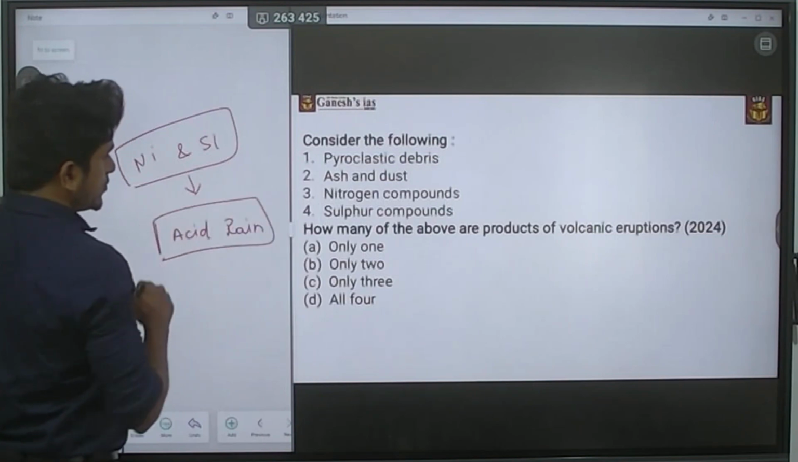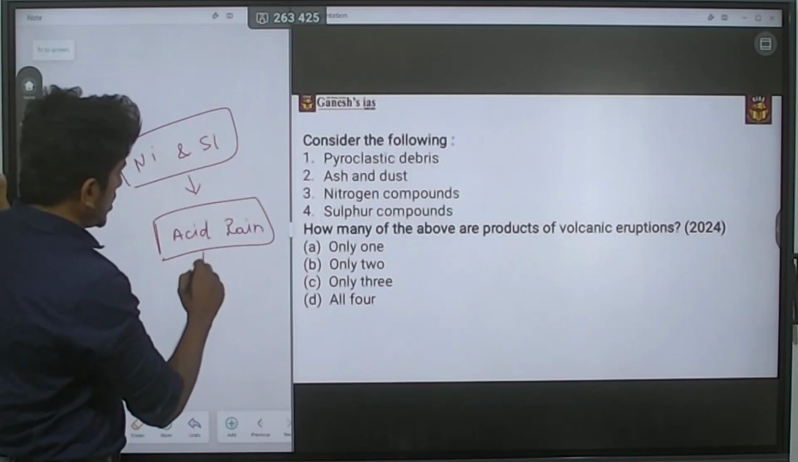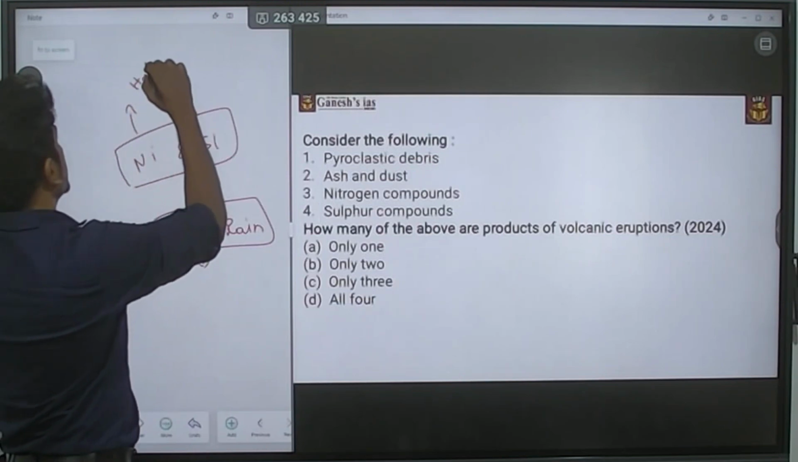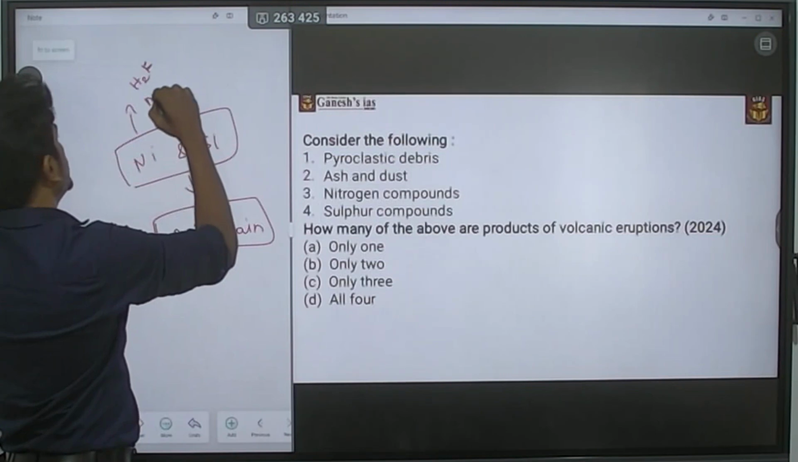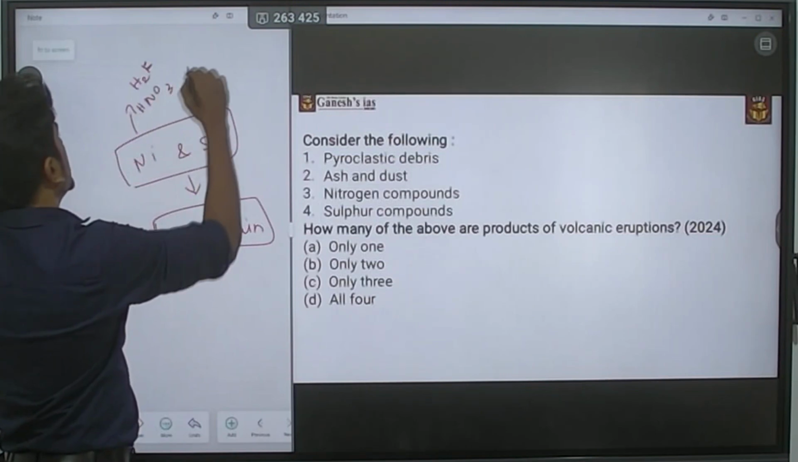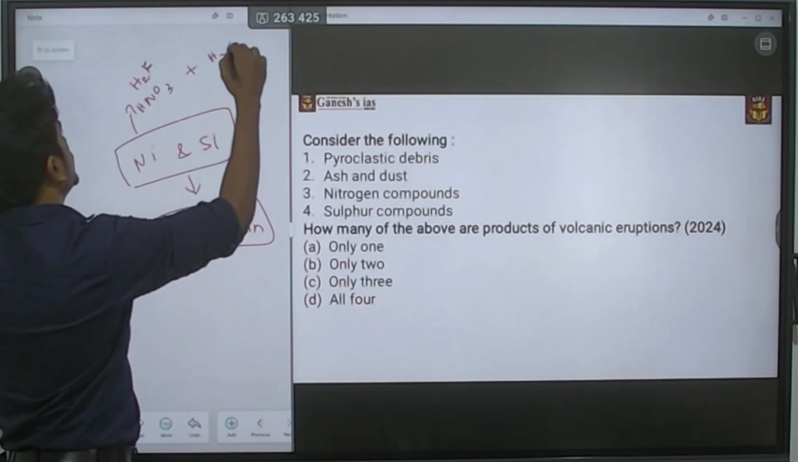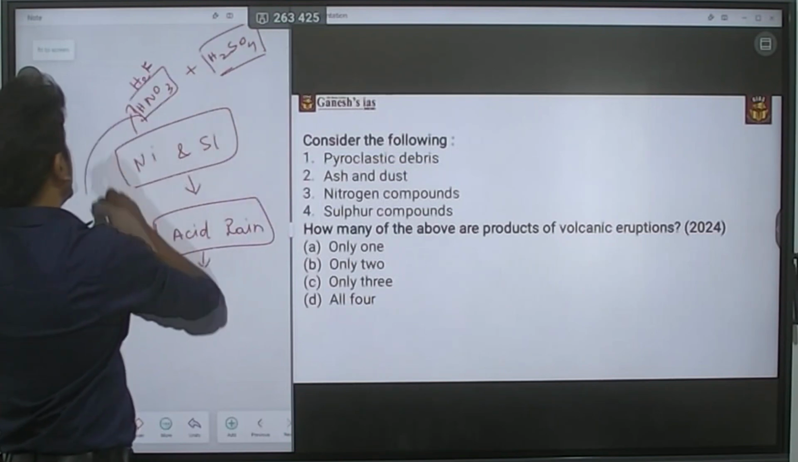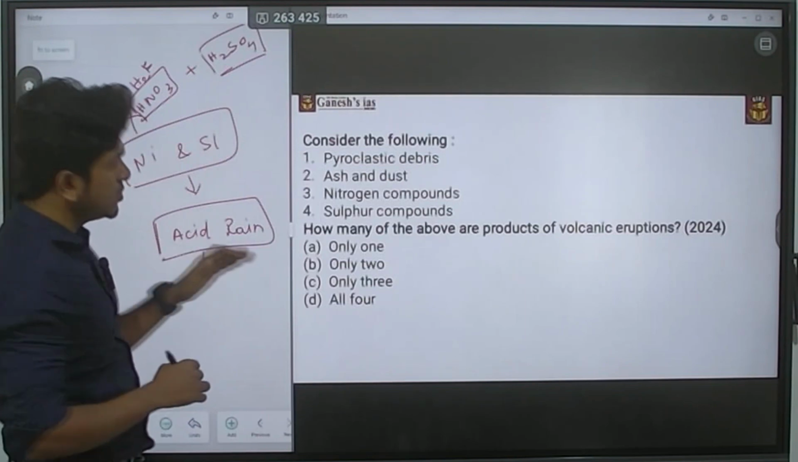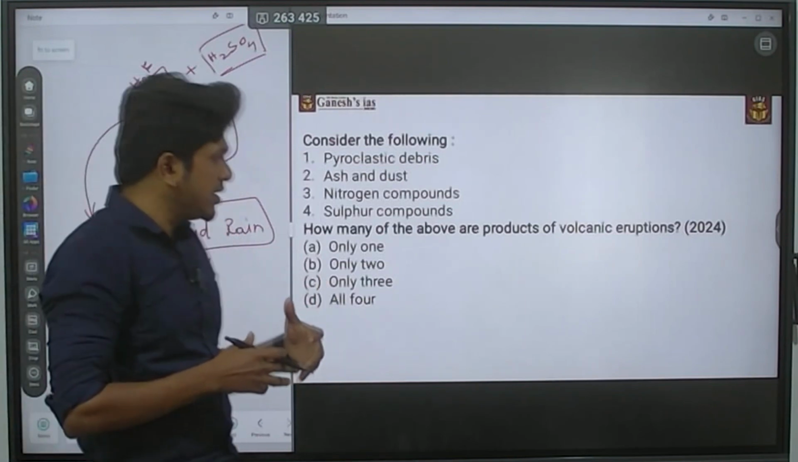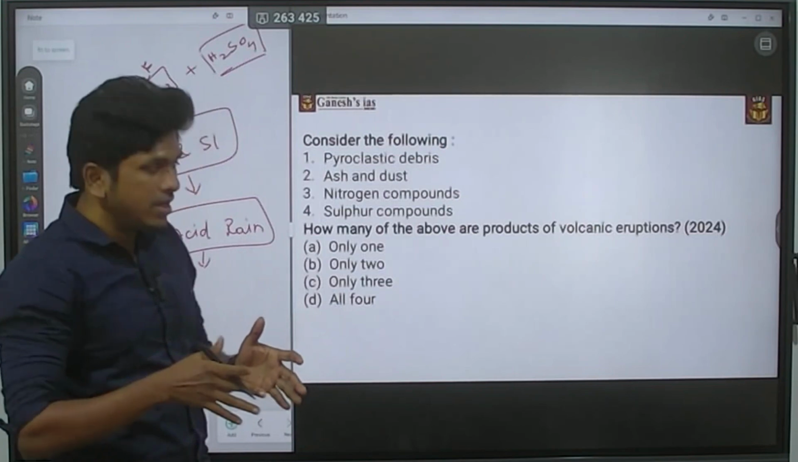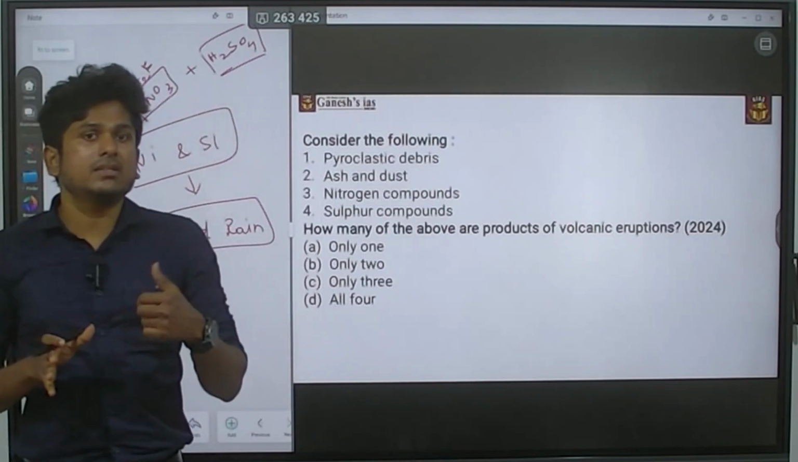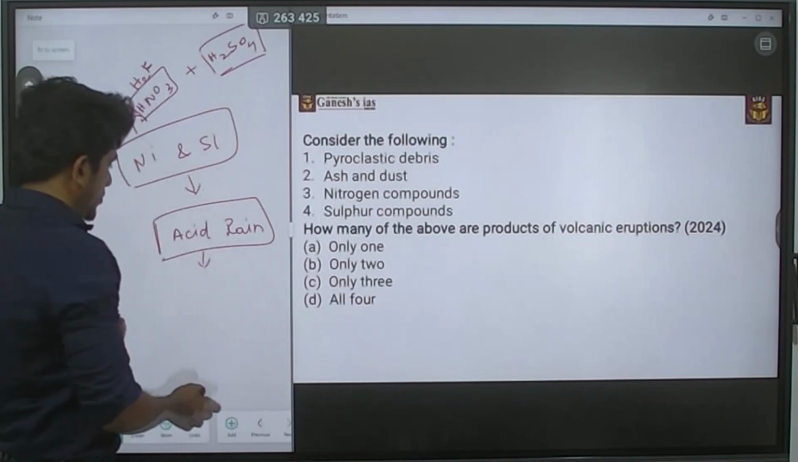So a possible question may be how acid rain is happening. Here the nitrogen will become HNO3 and the sulfur will become H2SO4. This will be poured down as acid rain. So this is also a possible one, which means if there is a volcanic eruption, there is a possibility of acid rain also. So you have to remember that.